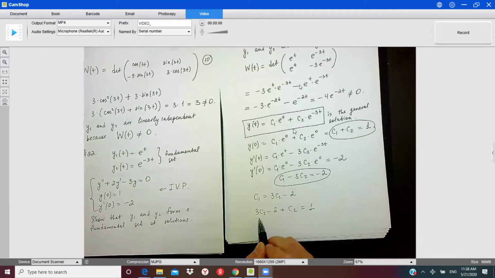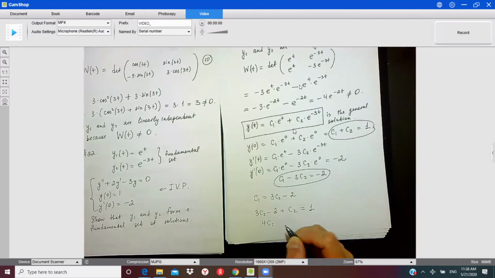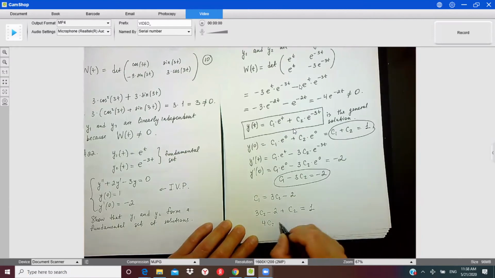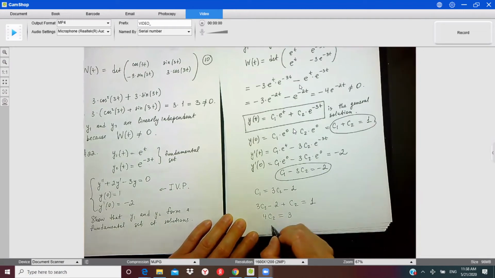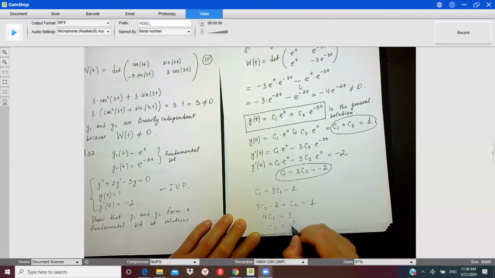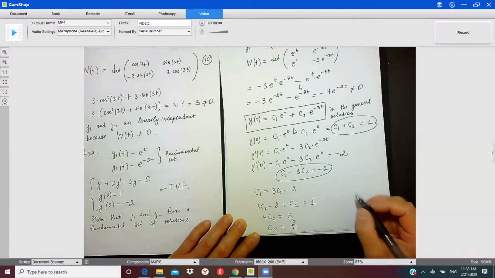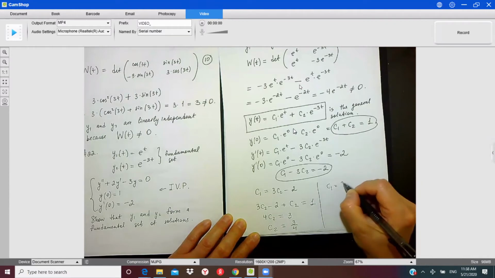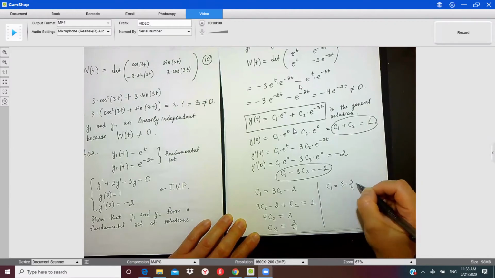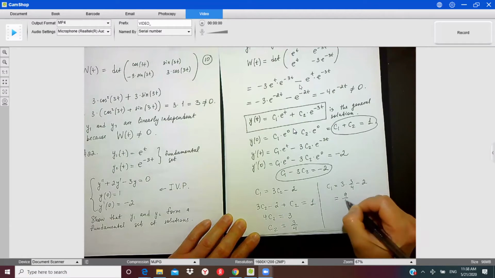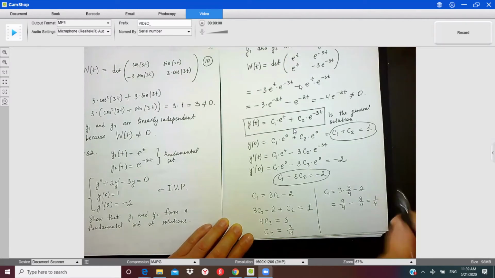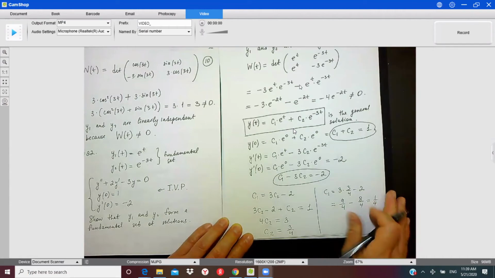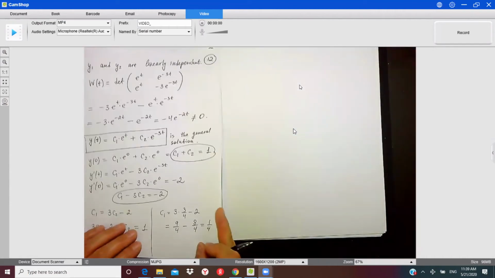All right, so this is 4c sub 2 equals 3, from which we get c sub 2 equals 3/4, and c sub 1, 3 times 3/4 minus 2, 9/4 minus 8/4, looks like a quarter. So I believe that we have c sub 1 and c sub 2, so we're ready to write the particular solution.